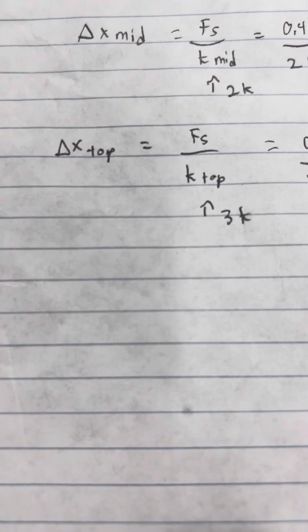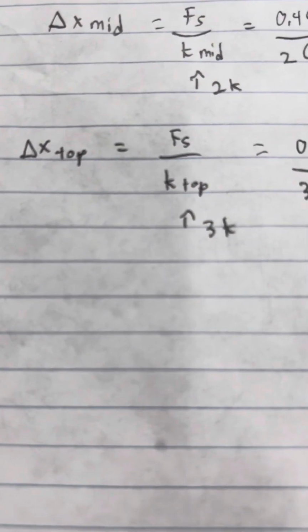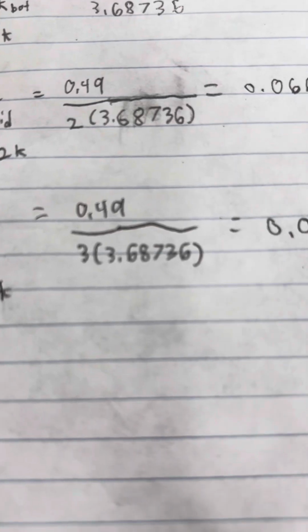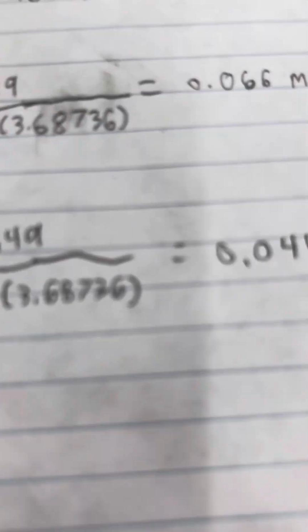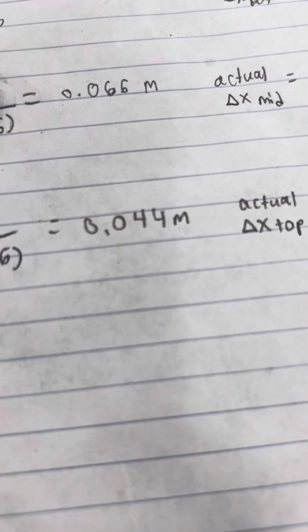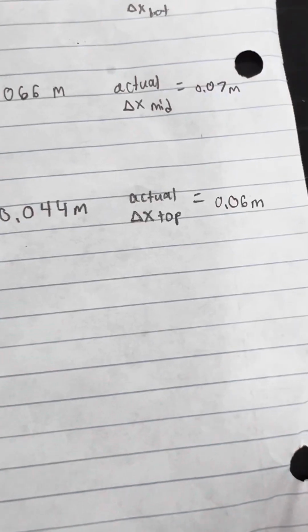Okay, now let's go to the top springs delta x. Delta x top equals Fs over k top, which is 3k because now it's 3 springs in the parallel system. K plus k plus k equals 3k. Anyways, Fs is the same as we calculated before, and now it's 3 times k. And that equals 0.044 meters. And when measured, the actual delta x is 0.06 meters, which is a little off, but it's theoretical versus actual.